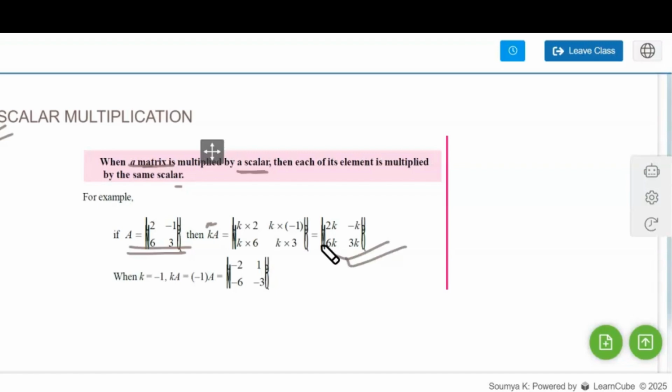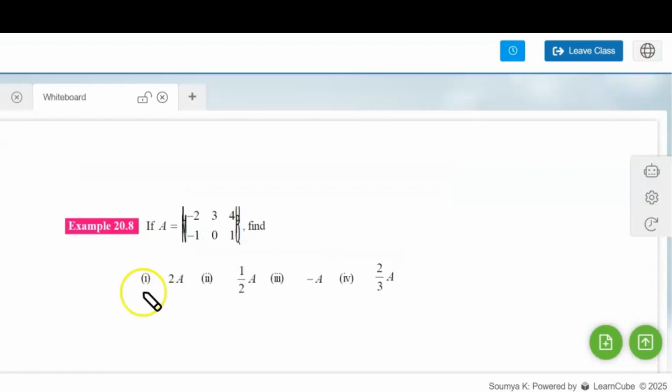So similarly, that is what is said here. The solution will also reflect that scalar multiplication. If K is minus 1, what happens? Minus 1 is substituted for that particular K. This is how scalar multiplication is done. It is very similar to your multiplication, where each element gets multiplied with the same value that is being given.